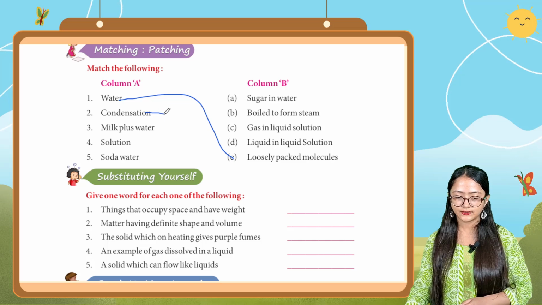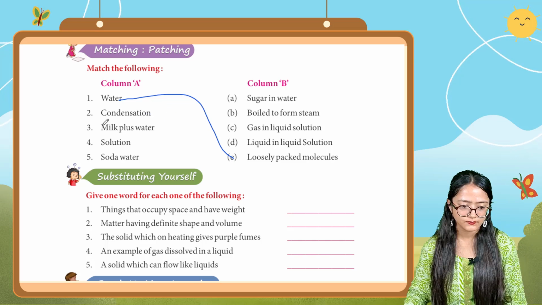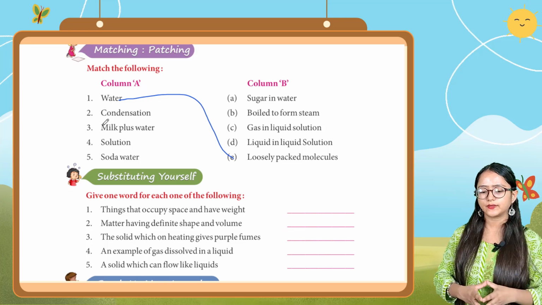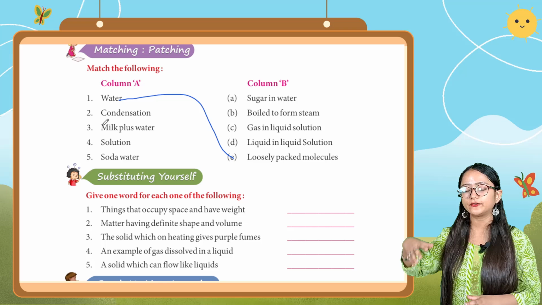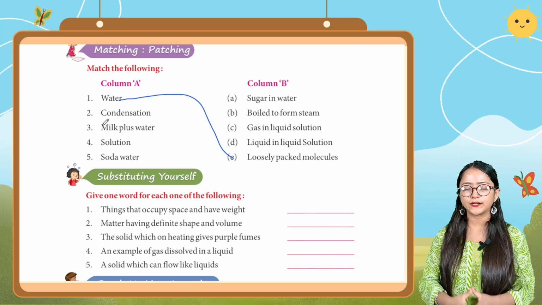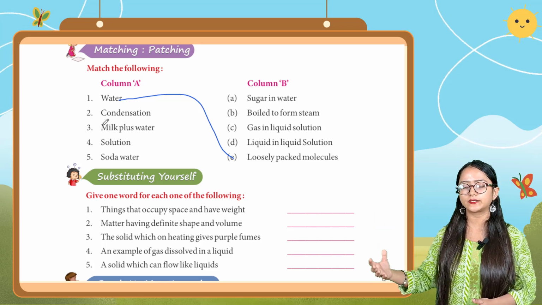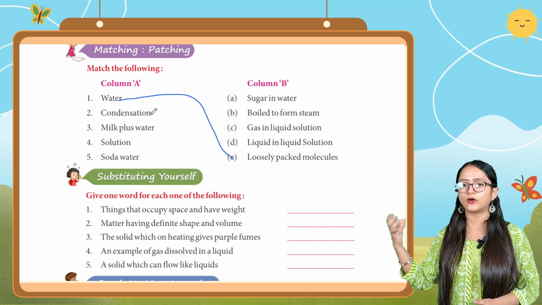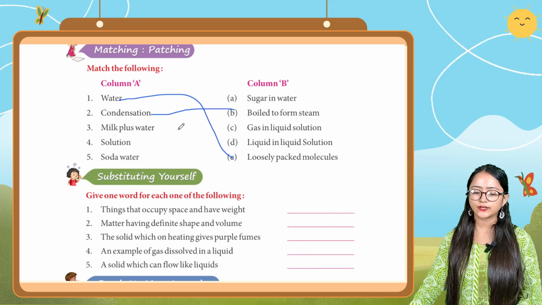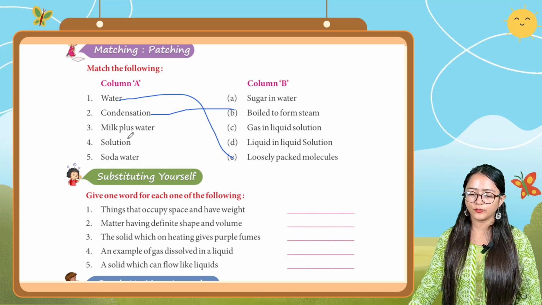Gas in liquid solution. Okay. In this condensation, you will match it with boil to form steam, and from that steam, when the steam cools down, then it forms the liquid state. Okay, so the condensation will be matched with boil to form steam.